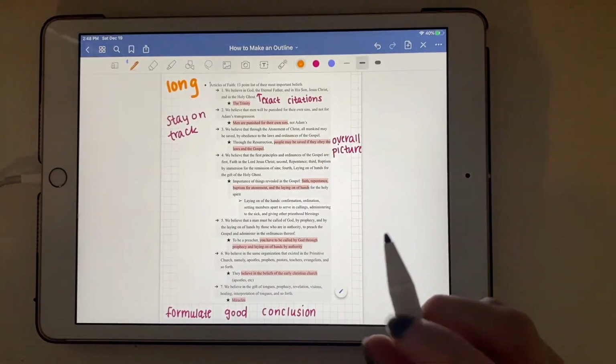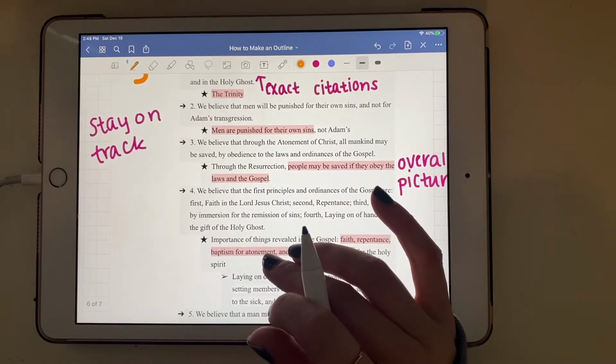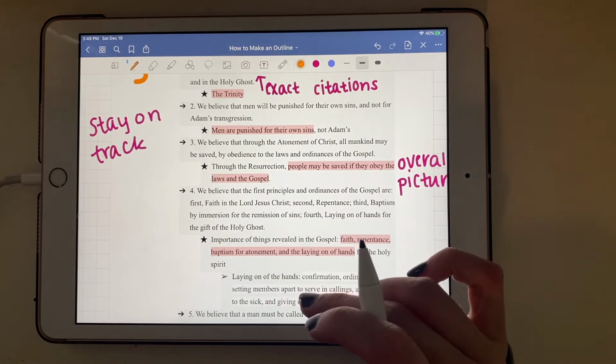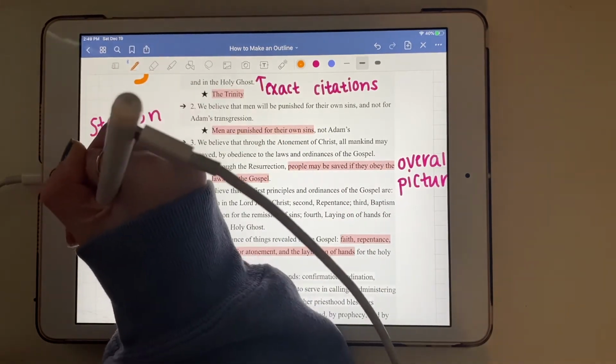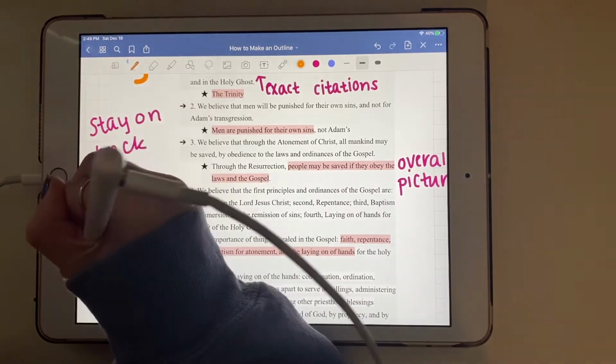You can also see that I highlighted information in the outlines, which made it easier for me to see what information I definitely needed to include while writing my paper. The rest was just background to help me understand those main points.